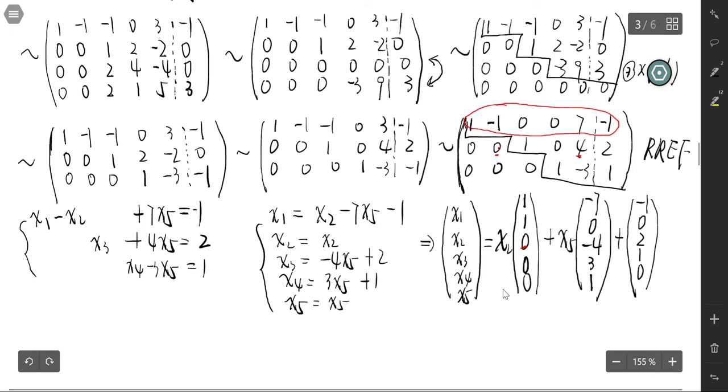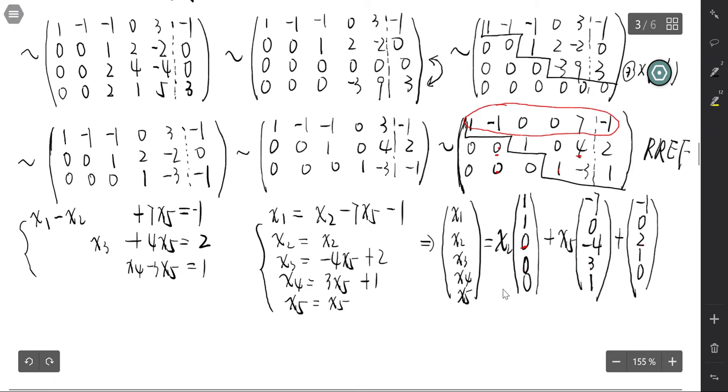And for x4, x2 is 0. x3 is negative 3. Here change sign is 3. And the constant part, this negative 1 is corresponding to x1 because the basic variable is x1. Here 2, the basic variable is x3, so x3 equals 2. Here the basic variable is x4, so x4 equals 1. And all free variables are 0.